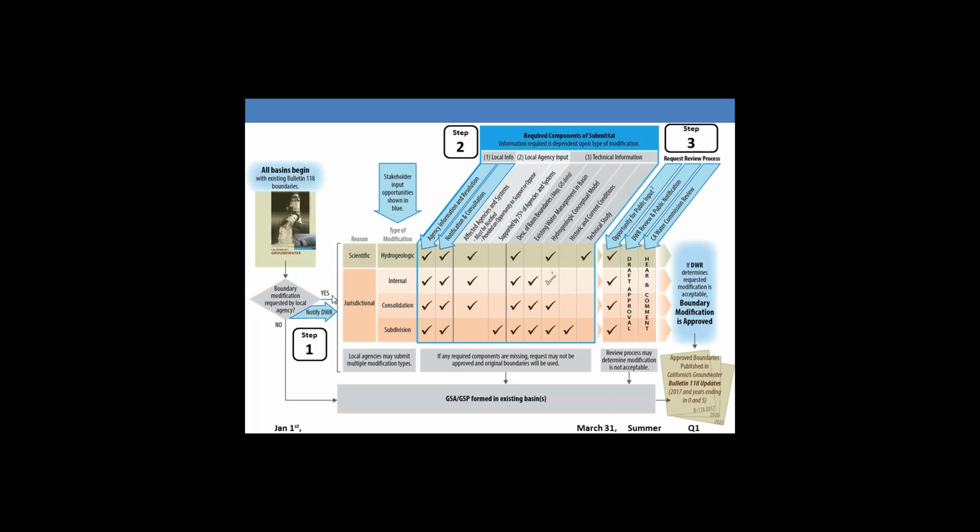This is what we call the initial notification, and we'll go into this in detail later. And that's just simply to signify that a particular local agency is interested in developing a boundary modification request. It doesn't require that the local agency actually submit the request. It just simply is a flag to say, we're thinking about it.